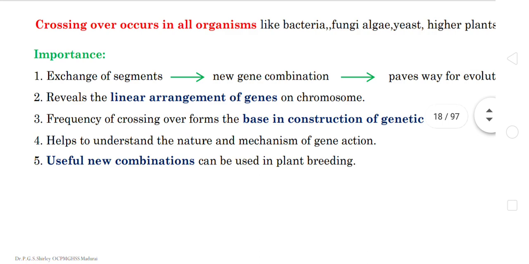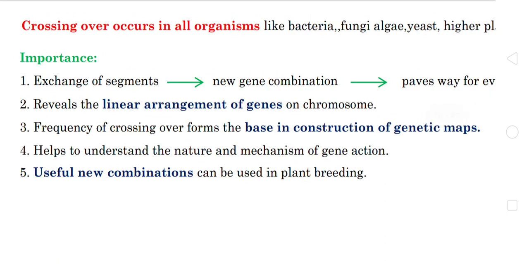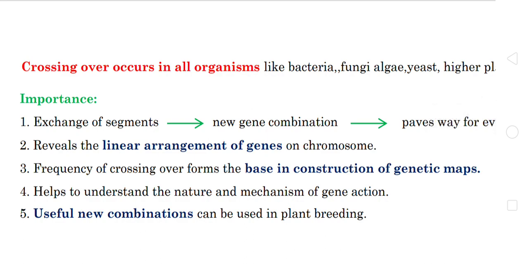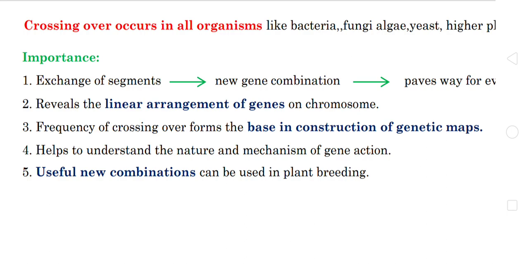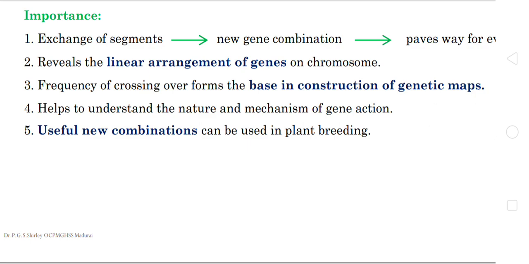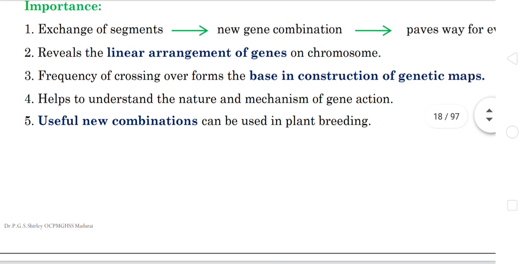This is also helpful for understanding the occurrence, nature and mechanism of action of genes. And last one, it is very helpful for plant breeding purposes because of the exchange of chromosome segments, new combinations occur. So these are the 5 important points of crossing over. It helps us get new organisms, know where the genes are located, identify the genetic map as well as the occurrence and nature of the gene, and has various roles in plant breeding techniques.